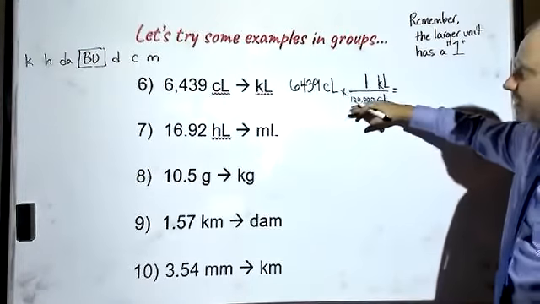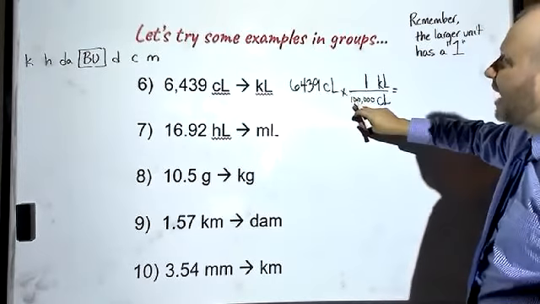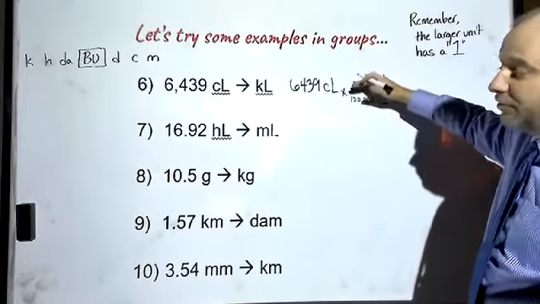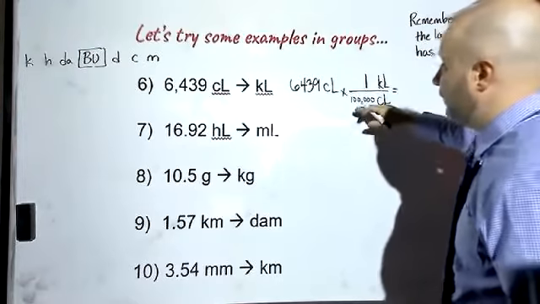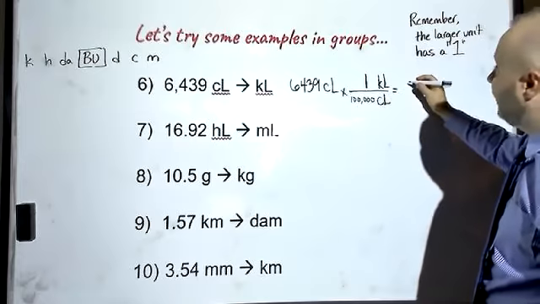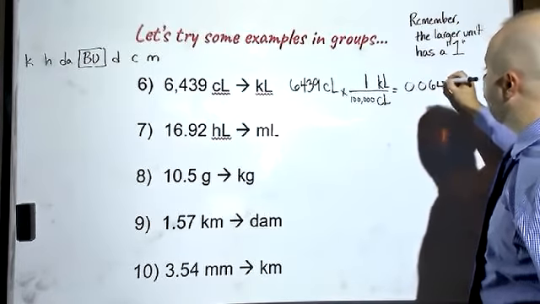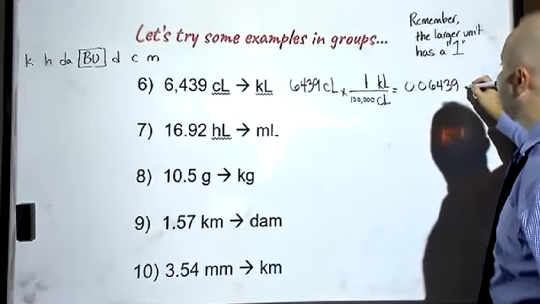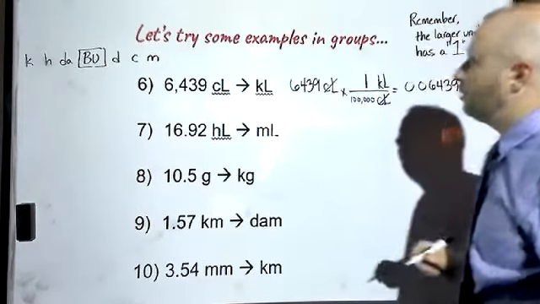We're going to take the number 6,439. We're going to divide that by 100,000 because if the number is on the bottom, you divide by it. If the number is on top, you would multiply it. So our number is on the bottom, so we're going to divide by that. And we're going to get an answer of 0.06439 kiloliters, because centiliters, the unit, will drop out.